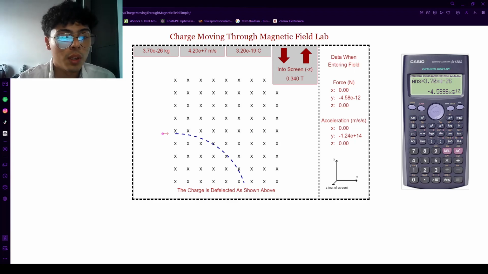With this, we demonstrate the functionality of the simulator and the behavior of the charged particle within a magnetic field. Thank you for your attention.